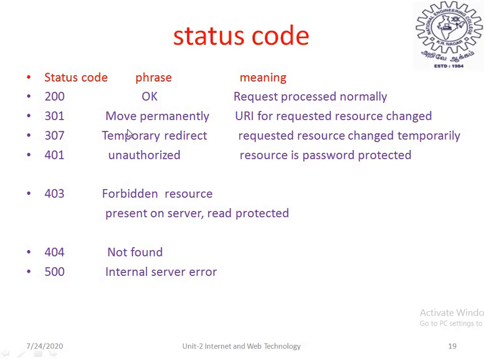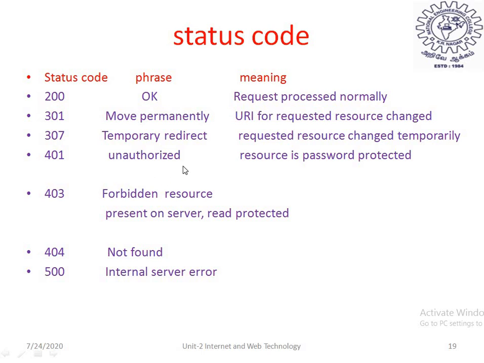So 301 means moved permanently. Just now the resources moved permanently. The URI for request resource changed. 307 means temporary redirect. Sometimes if you want to access particular resources, the particular resource is not available, it will automatically redirect to some other server. So that we call it as temporary redirect.